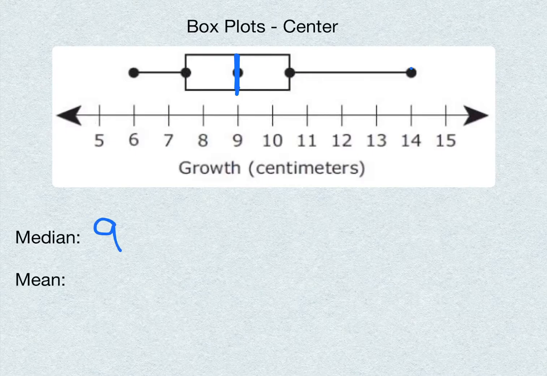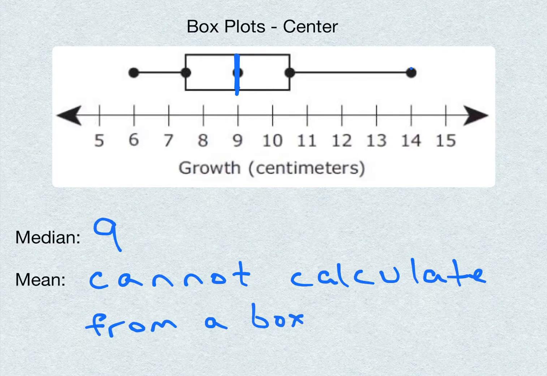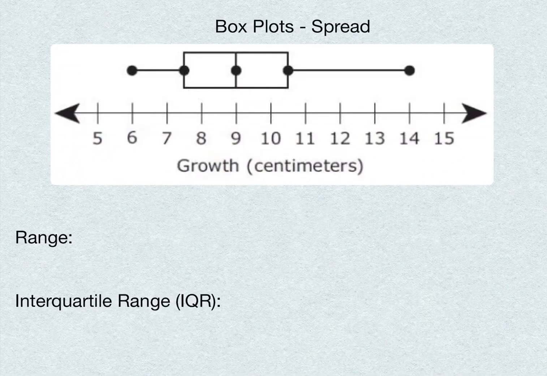Now, what about mean? Can we calculate mean from a box plot? We cannot calculate mean from a box plot because we have to know what all of the points are, and we actually don't know what each data point is, and we also don't know how many total data points there are. So we're not able to calculate mean from a box plot. But if you have a symmetrical box plot, you can make the estimate that the median and the mean are about the same. So you are able to do that.